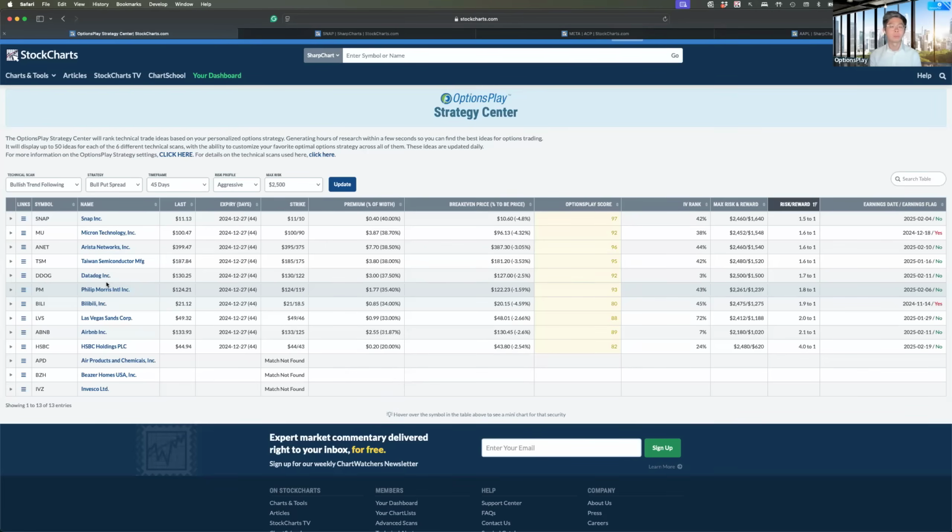So hopefully that gives you a pretty good overview of the power of the Strategy Center and the power of the partnership that we have here with StockCharts.com. Like I said, this is really one of the best parts of the partnership, how we've been able to merge the technical scanning capabilities of StockCharts, the chart list that allows me to quickly look at that list and know which stocks I love, which ones I don't, and then being able to structure the options trade on that within just a few seconds.